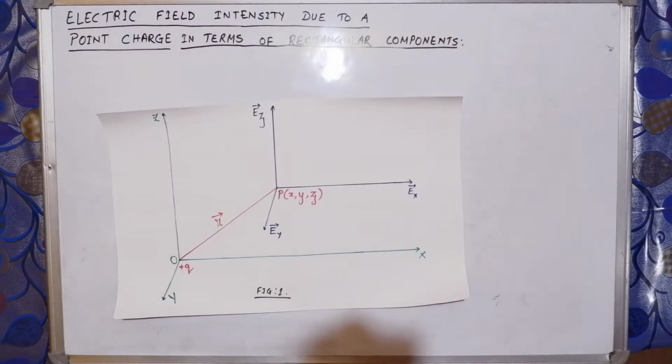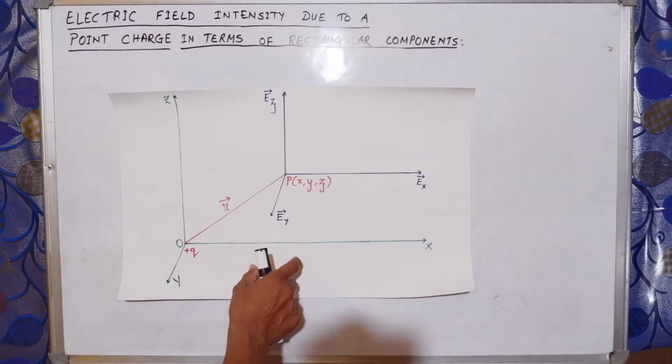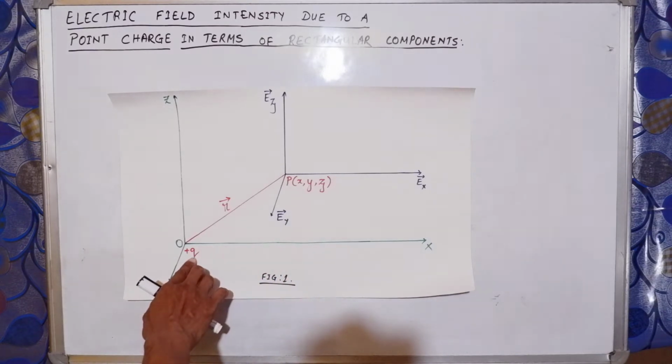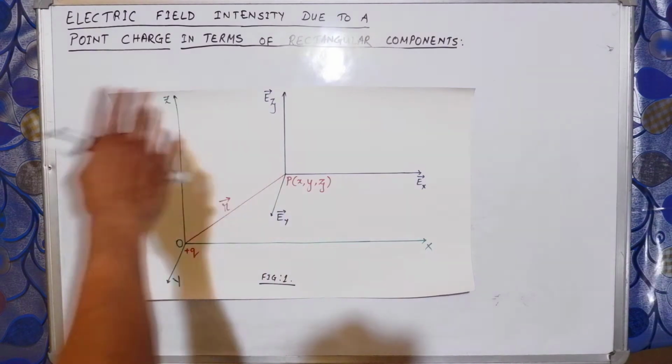Today we will do electric field intensity due to point charge in terms of rectangular components. If we look into this diagram here, we have a charge Q at origin O. Because of this charge Q, it will set up an electric field around itself in this region here.